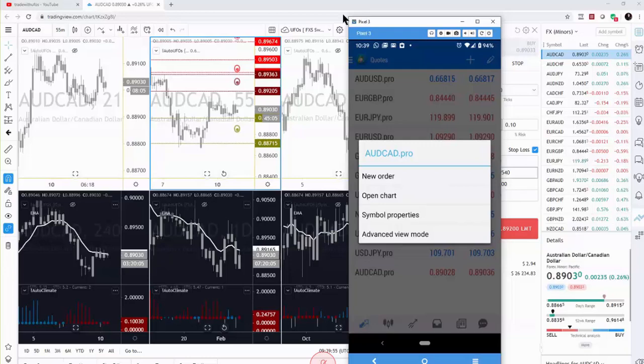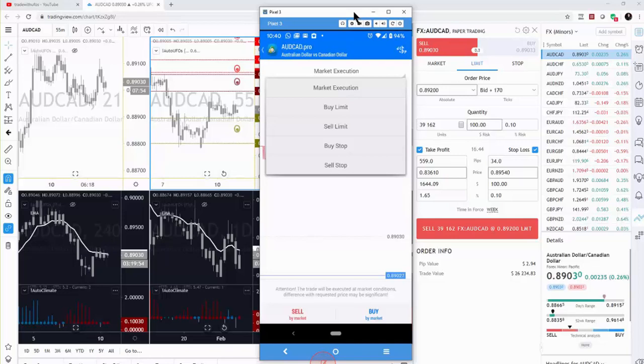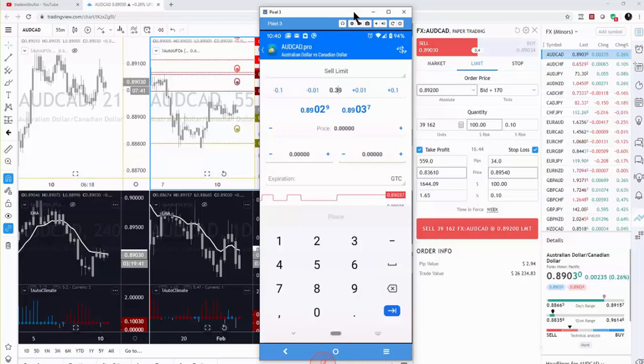And we're gonna place a new order, okay? Good practice is going from bottom to top, from top to bottom. So first I'll select a sell limit order. Next, I will go for 39. Here we go. That's going to be the size.